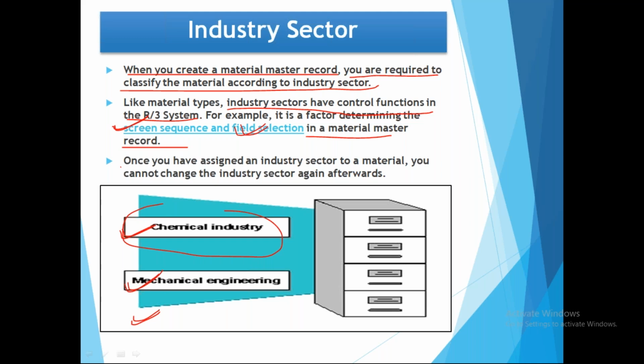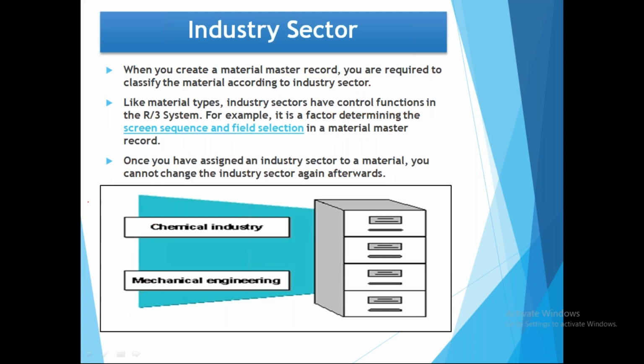Once you have assigned an industry sector to a material, you cannot change the industry sector again afterwards. So while creating the material master, if you assign an industry sector, then after that you cannot change the industry sector for a material. You should be very careful while creating the material master, the industry sector.